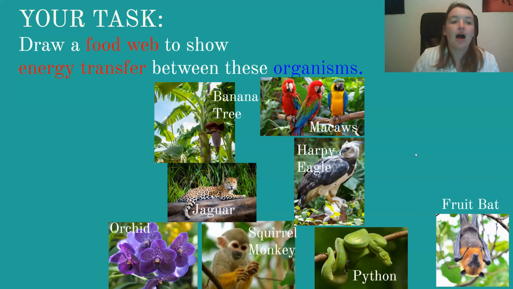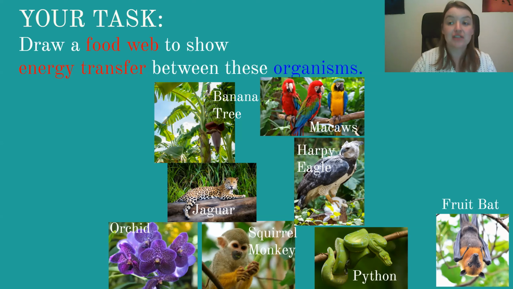So, I'm going to be asking you to draw a food web to show energy transfer between these rainforest organisms. You have got a banana tree, macaws, harpy eagle, a jaguar, an orchid, that beautiful flower, squirrel monkey, python, and a fruit bat. Have a look carefully at these organisms. What do you know about them? Can you group any of them straight away in your head as producers or consumers? Perhaps you know what class of animal they are, their diet.